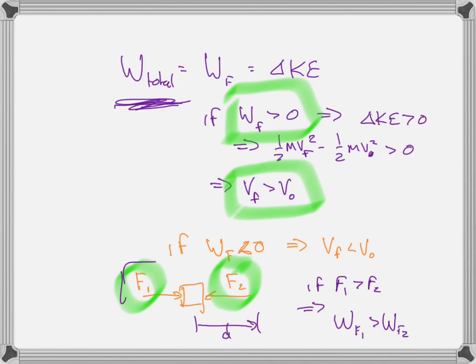But an individual force can be trying to speed it up, and another force can be trying to slow it down. So we know that if it was the only force and it was speeding it up, then the work must be greater than 0. If it was the only force and it was slowing it down, then the work must be less than 0. We'll do some examples soon to illustrate that.